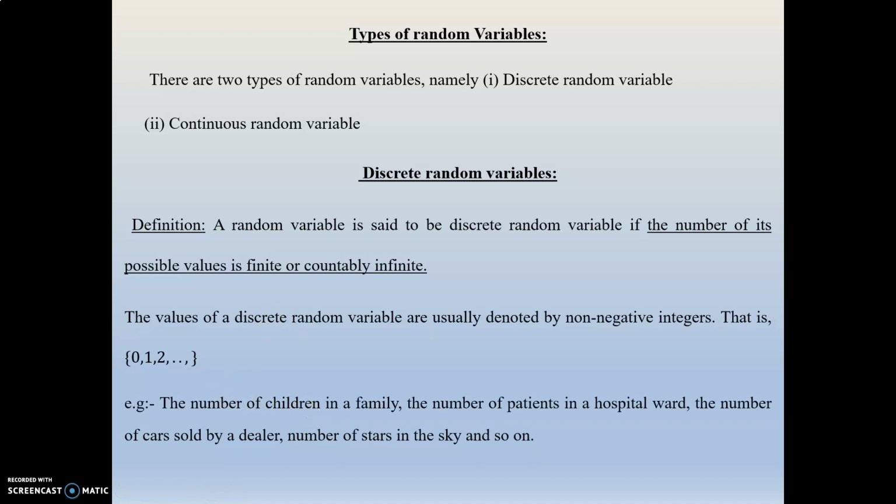For example, the number of children in a family. That is countable definitely. We can count it properly with your fingers. The number of patients in a hospital ward, that is also countable. The number of cars sold by a dealer, again you can count it. Number of stars in the sky, that is infinite but countably infinite category, and so on.